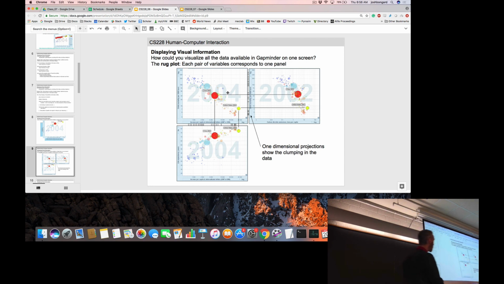And then how do we read a rug plot? Well, in this case, I picked out 2 countries, China and the United States, and connected them by lines. So we can now compare how many health and wealth indicators between China and the US in this picture.